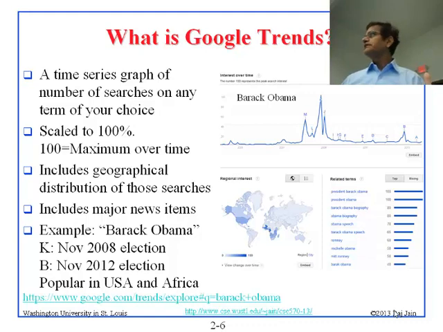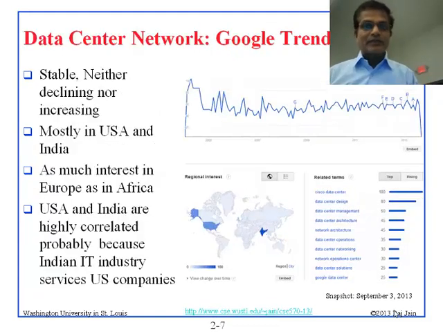Right? Of course, the US is interested and so on and so forth. So this is very interesting. This actually led me to think that we should all know about Google Trends, and then let's try what happens to our terms.